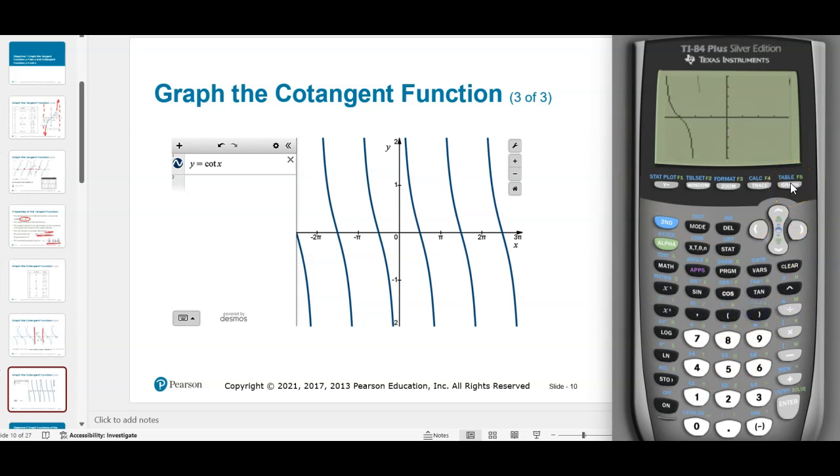Now it has that property very similar to what we saw before with tangent, but again, falling left to right. It's going off to negative infinity as we move right between the asymptotes, and positive infinity as we move left.